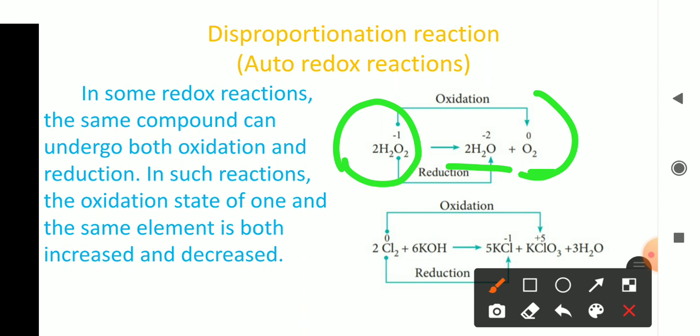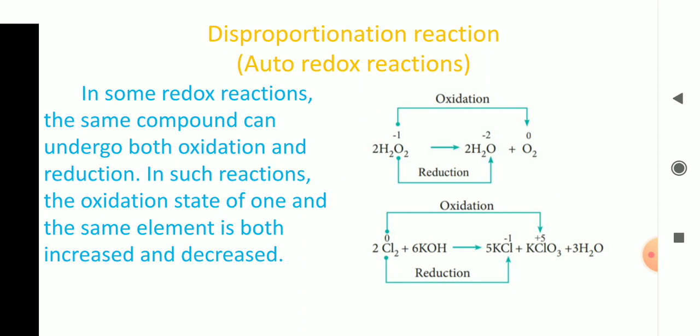Hydrogen peroxide H2O2, there the charge of oxygen is -1. It is, in a redox reaction, decomposed to water molecule H2O, in which the charge of oxygen is -2, and molecular oxygen in which the charge of oxygen is 0. Okay, so the same compound is both oxidized and reduced. Such kind of reaction is called an auto-redox reaction. Okay, so it is given that in some redox reactions, the same compound can undergo both oxidation and reduction. In such reactions, the oxidation state of one and the same element is both increased and decreased.